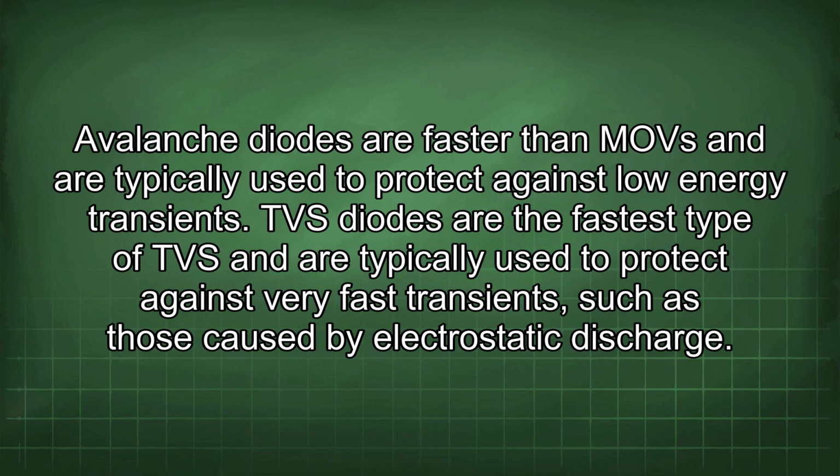TVS diodes are the fastest type of TVS and are typically used to protect against very fast transients, such as those caused by electrostatic discharge.